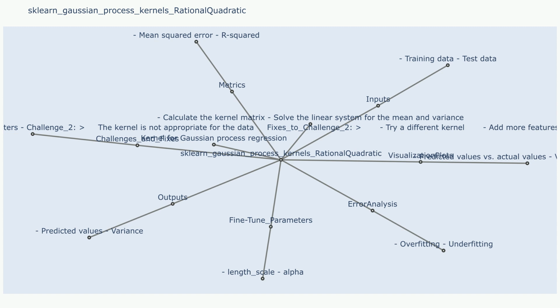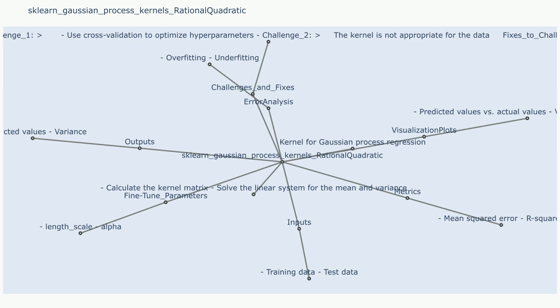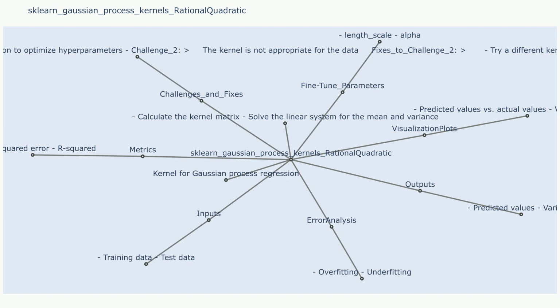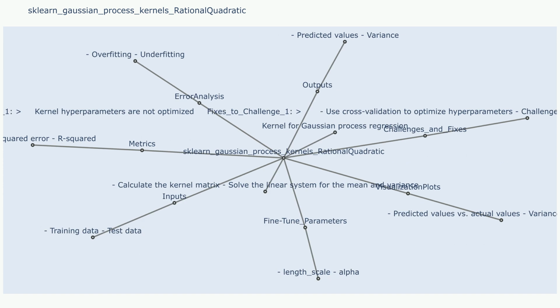Predictive variance provides a measure of the uncertainty in the predicted output values. Confidence intervals defines a range of values within which the true output values are likely to fall. Challenge 1: overfitting to the training data. Sample use case that resulted in challenge 1: using a too complex kernel with many parameters can lead to overfitting, resulting in a model that performs well on the training data but poorly on unseen data.